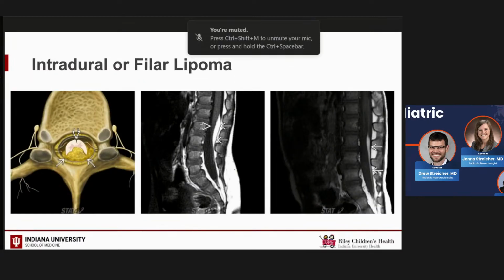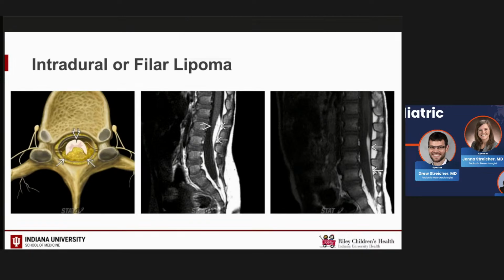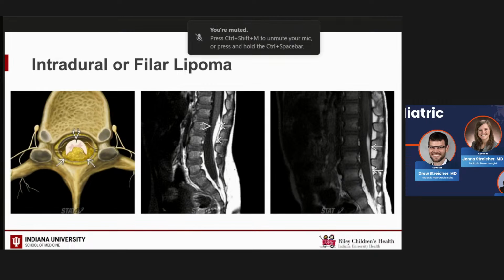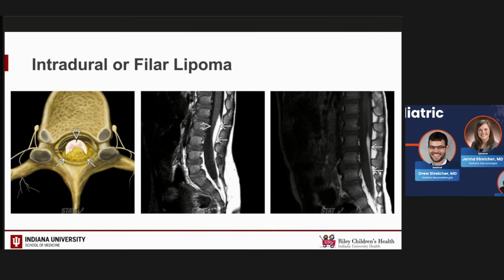Okay, so here would be our example again of a closed dysraphism that does not have an associated subcutaneous mass, so intradural or filar lipoma, right? So it's fat kind of insinuated along the conus. Nice example from StatDX, just a sagittal T1 hyperintense fatty lesion intimately associated with that conus. Another one with a little more long segment, with that fatty thickening of the filum going down inferiorly. So these certainly can be associated with cord tethering.